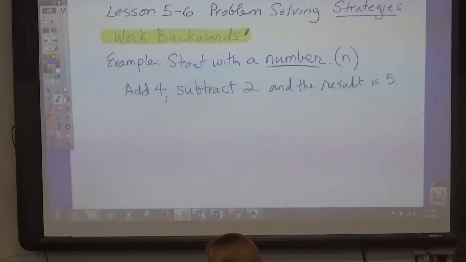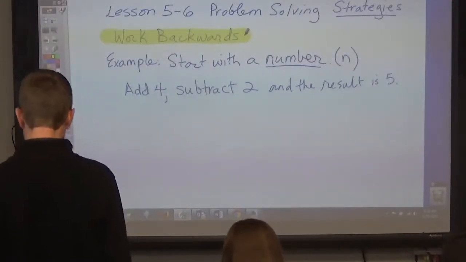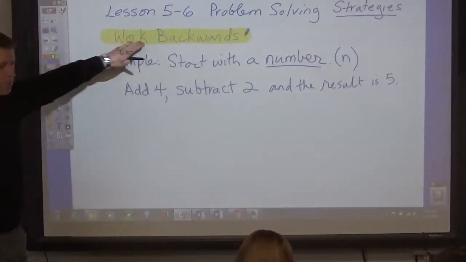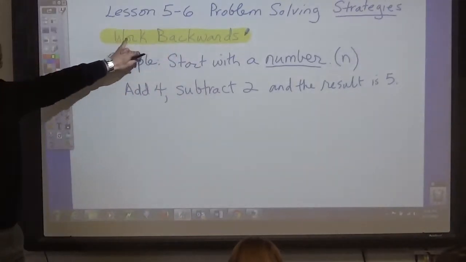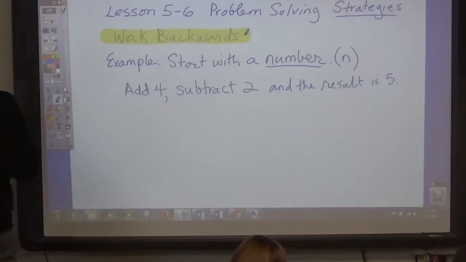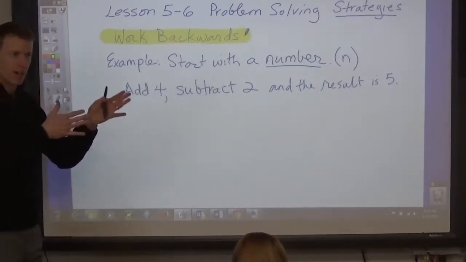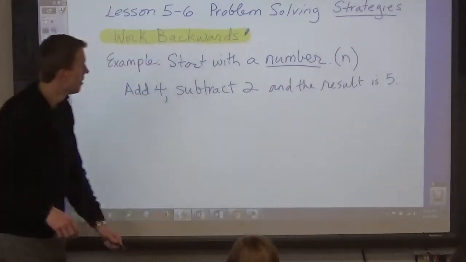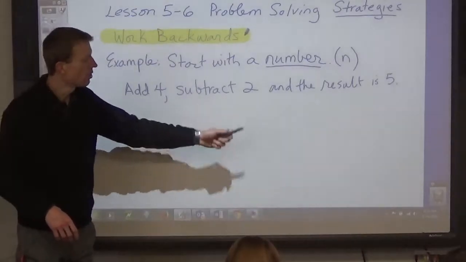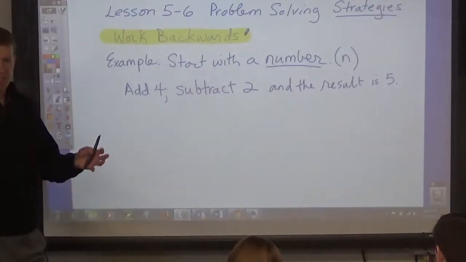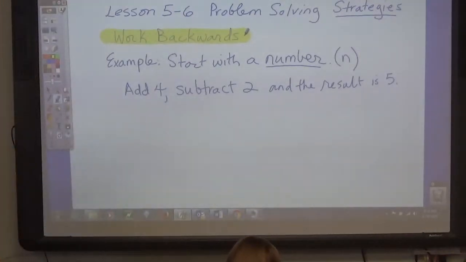7th graders, we're going to go through lesson 5-6, which is a problem solving lesson, and we're going to focus on this strategy of working backwards. When you're working backwards, you're given the result at the end of the problem, and you have to figure out where it started. Like if you're starting with a number n, and then you add 4 and you subtract 2 and the result is 5. What is the original number?